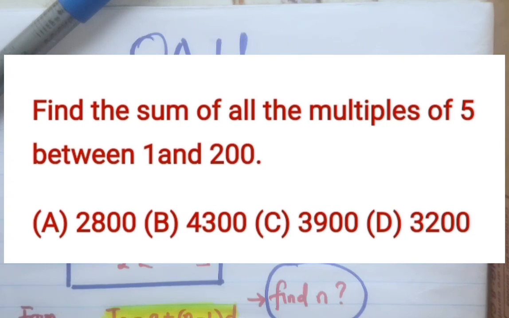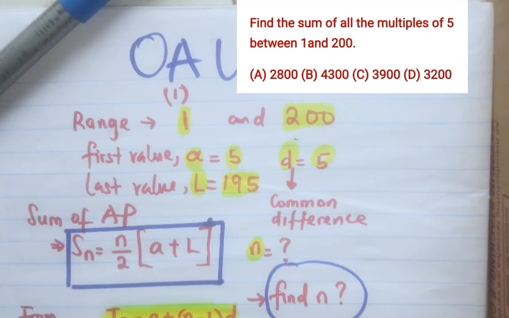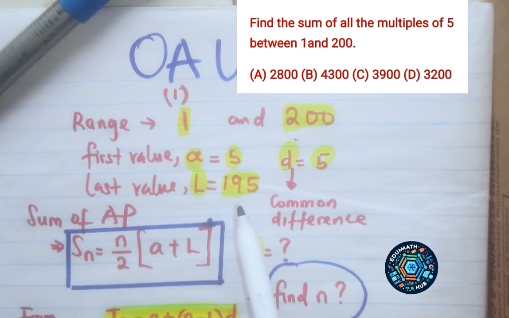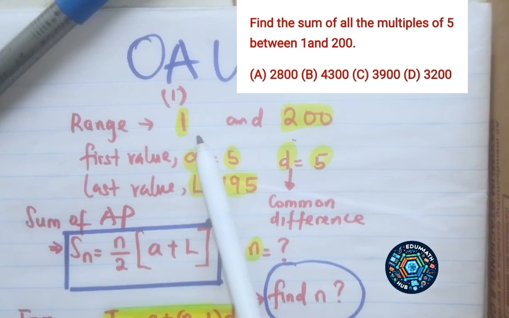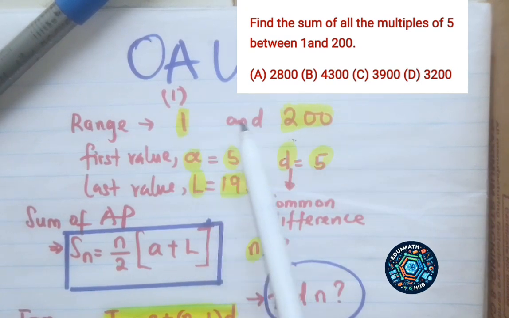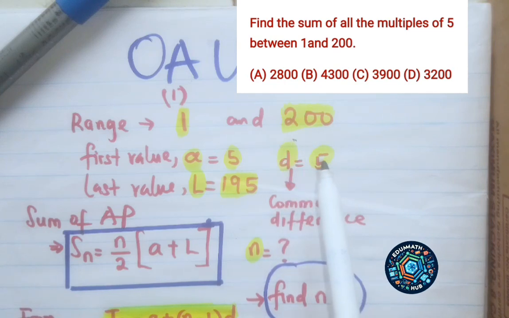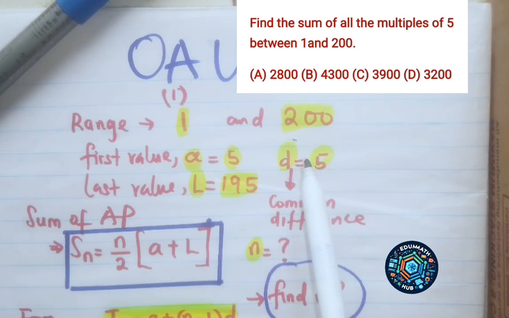So this is an arithmetic progression question. The first thing to do is to check the range of values you need. You have to find the sum of all the multiples of 5 between 1 and 200. So it's between 1 and 200. The lowest is 1, the highest is 200. But the first multiple of 5 that we know is 5. Then we have 10, 15, and so on.